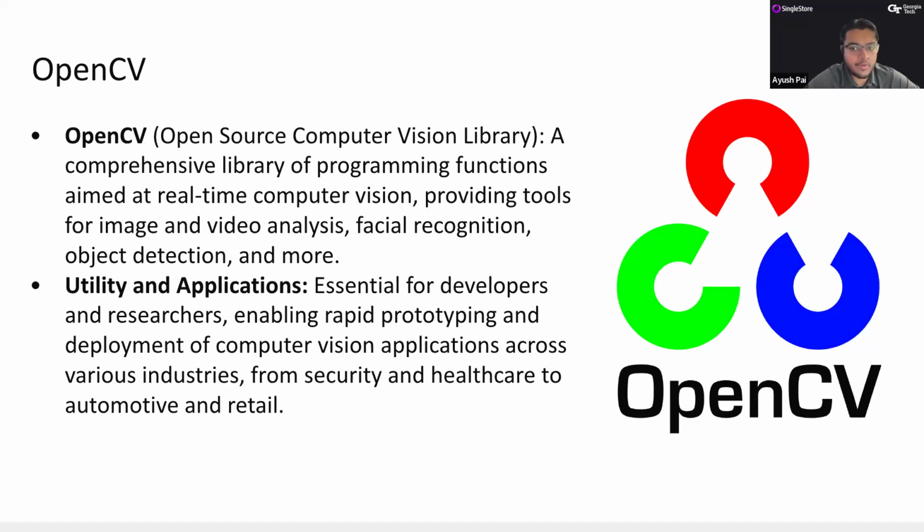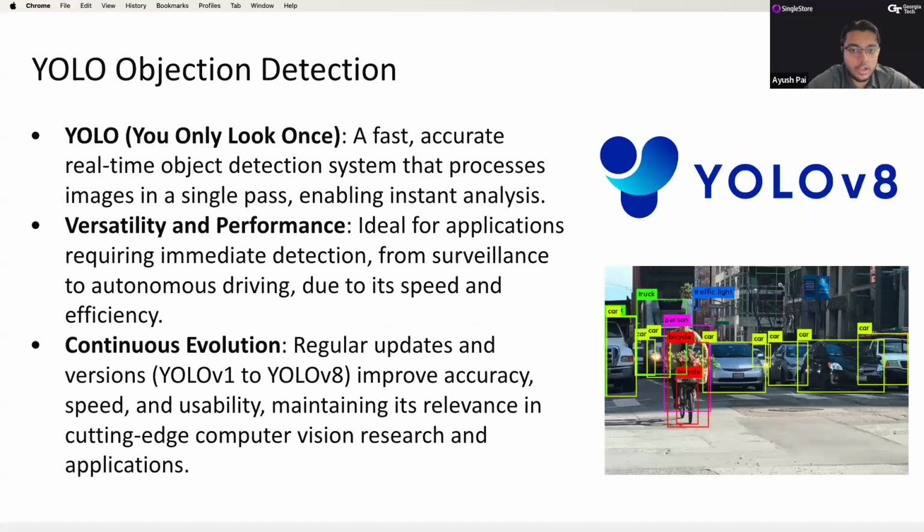So it provides all the tools that you need for color analysis and object detection, and developers and researchers can use this library to rapidly prototype and deploy applications that can improve accuracy of inventory tracking, leading to optimized warehouse operations and streamlined supply chains. YOLO, which stands for You Only Look Once, I already went over a little bit, is a state-of-the-art real-time object detection system that processes images in a single pass, enabling instant analysis.